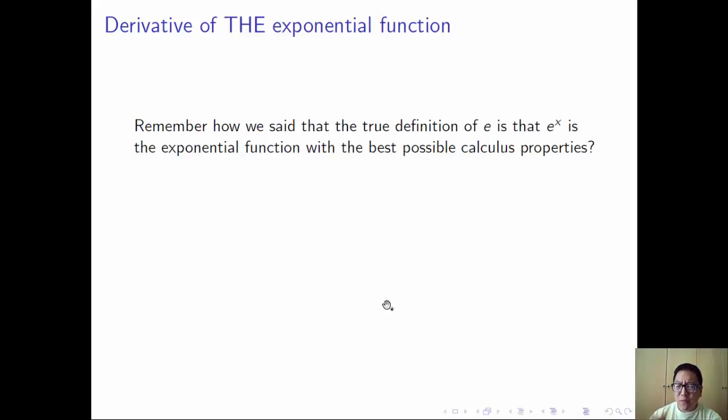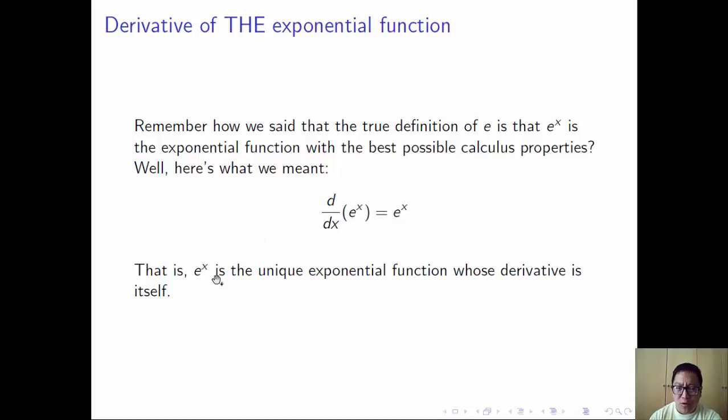All right, now exponential functions. Remember, if you saw the video that I made of this, and probably your instructor said the same thing, the real definition of e is that e to the x is the awesomest exponential function, with the awesomest calculus properties. Well, here's exactly what we meant: the derivative of e to the x equals e to the x. You can't ask for a better property. In other words, more calmly, e to the x is the unique exponential function whose derivative is itself. And that's really, in many ways, the true definition of the number e. It's the base whose corresponding exponential function has this property.